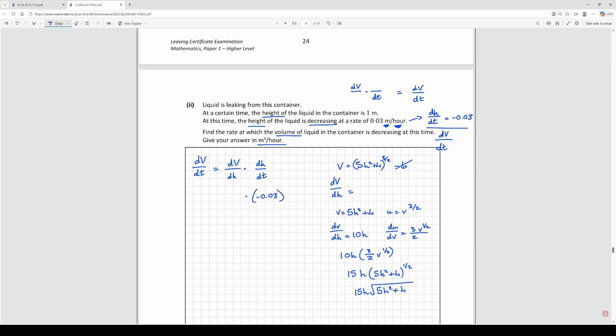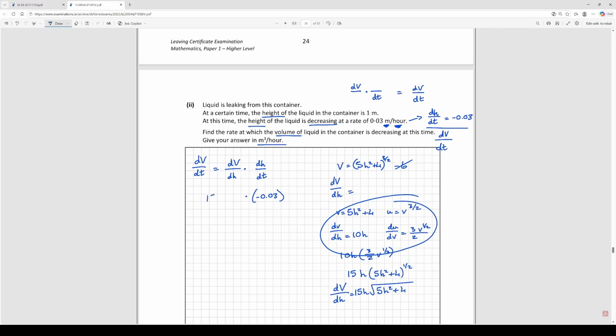Capital dV. I understand now, to do the chain rule I did a small v. That might confuse the issue, but that's capital dV/dh, which is volume. Small v is within the chain rule. All of that's chain rule. This is the actual guy we're looking for.